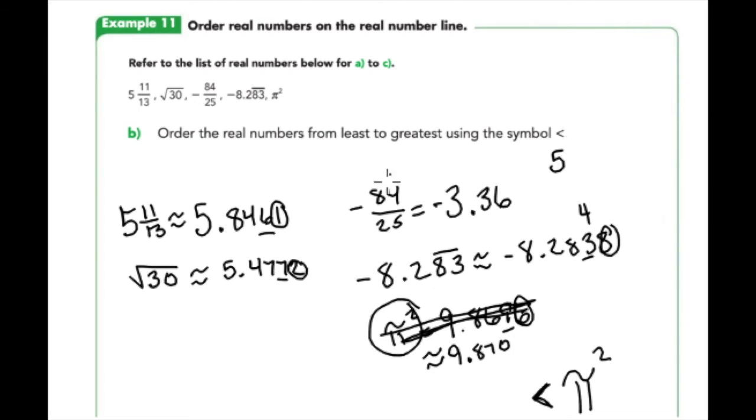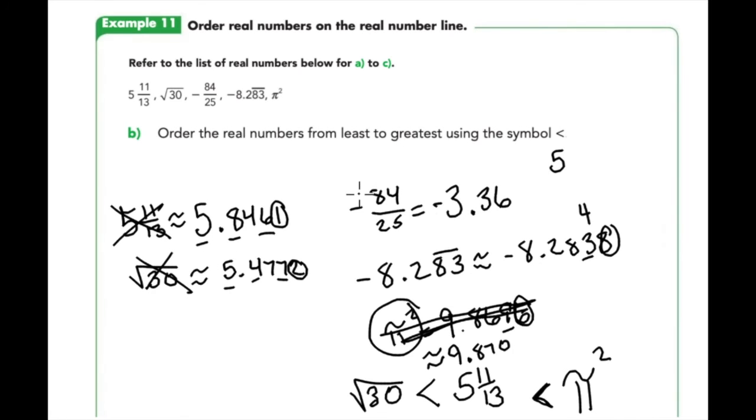The negatives obviously wouldn't be next, so we're down to these 2 numbers here. The 5s are the same. The 8 is bigger than the 4, which means that next would be 5 and 11/13, followed by the square root of 30.